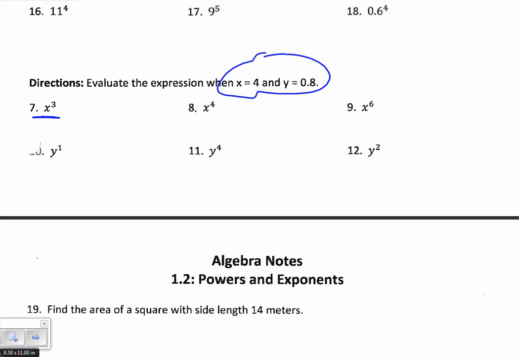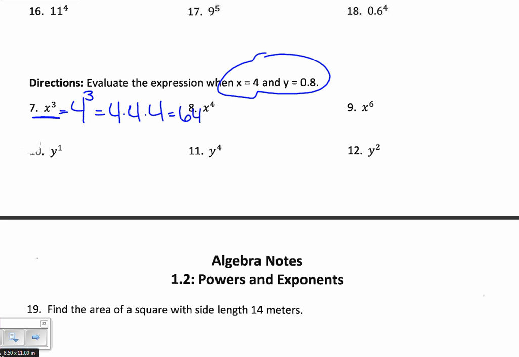Where x is, I'm going to take that out and put in 4. So what this gives me is 4 to the third power. What does that mean? Well, it means 4 times 4 times 4. Right. 4 times 4 times 4 is 64.